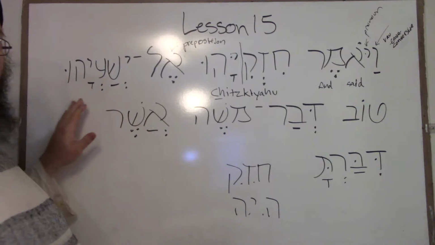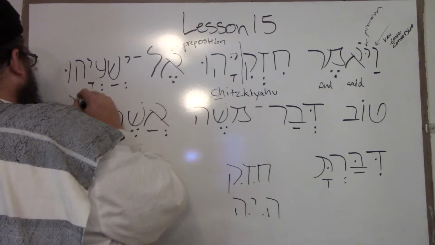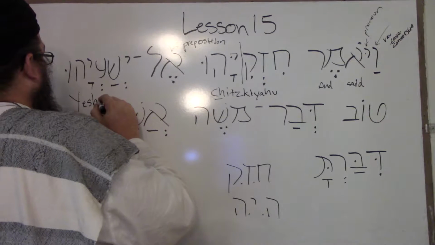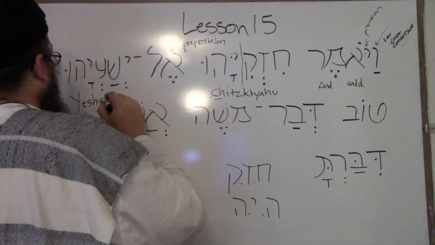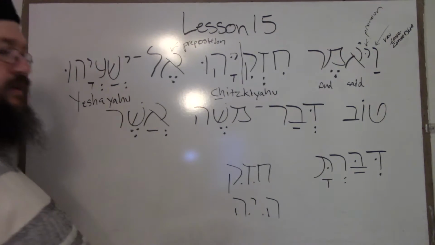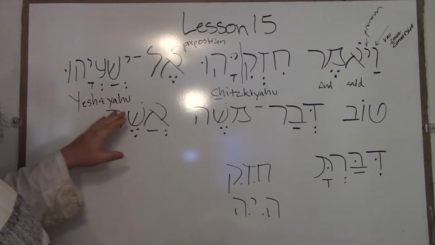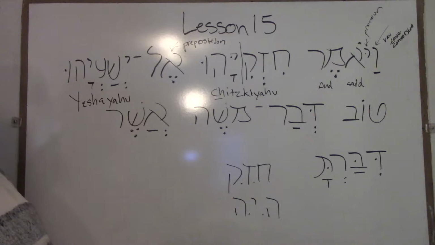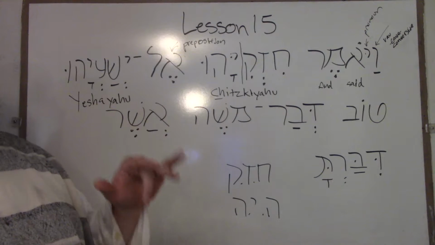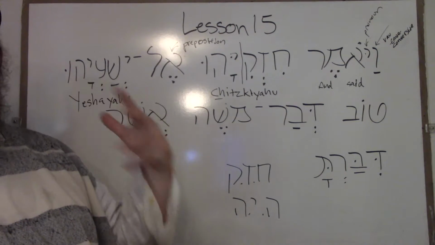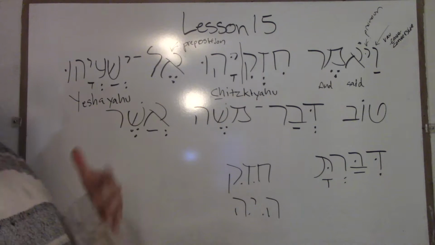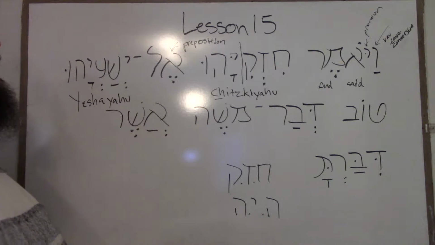So Yeshayahu, we'll transliterate this. Yesh a ya u. Okay, Yeshayahu, right? So Yeshayahu, that is the transliteration. And I'm always going to use transliterations because I just feel like it's easier and better to remember the name in Hebrew than it is to get confused with an English transliteration.